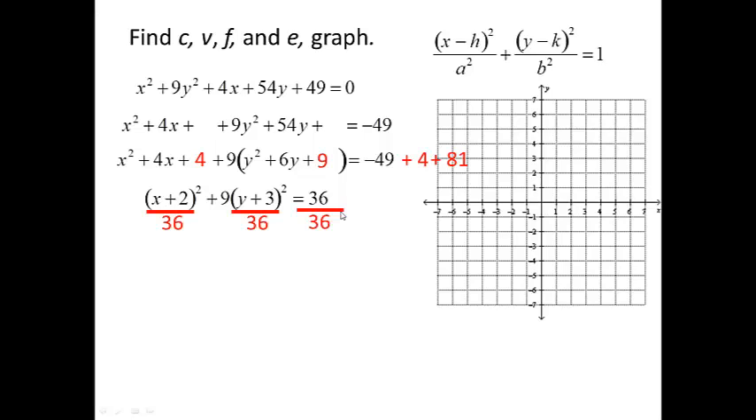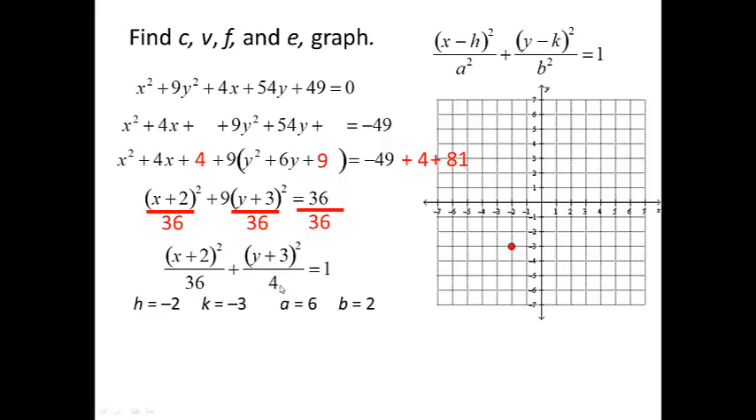So we're going to divide everything by 36 to make it equal to 1, right? And then reduce. There's no reducing on this one, but we can reduce the 9 and the 36 to get 4. Now we know my center is at negative 2 and negative 3. Okay, that's my center. And I know that the horizontal distance from the center would be 6, and the vertical distance would be 2. So I'm going to put those parts in.